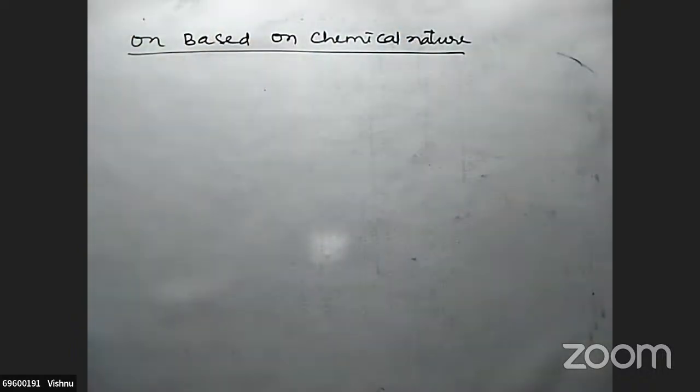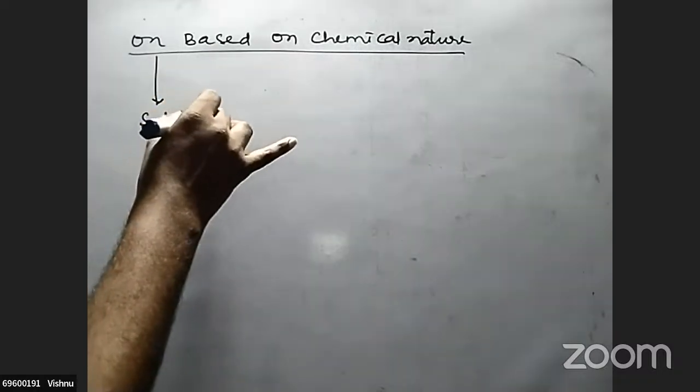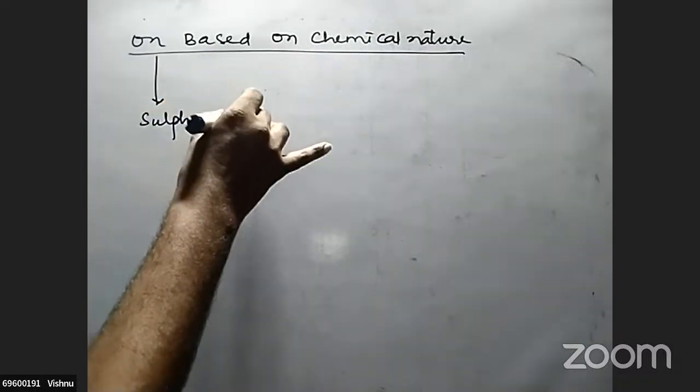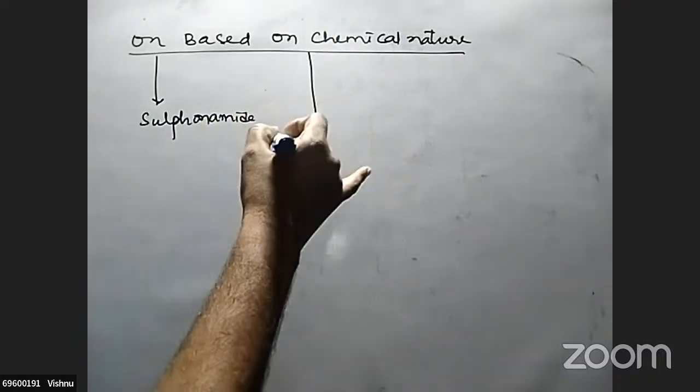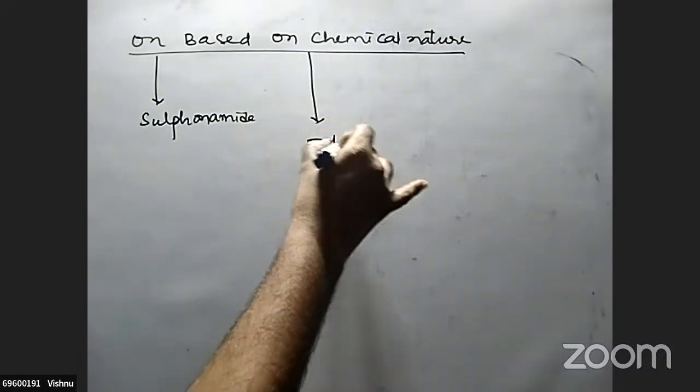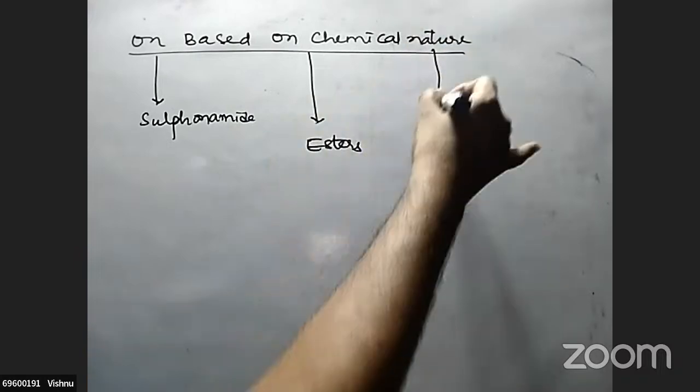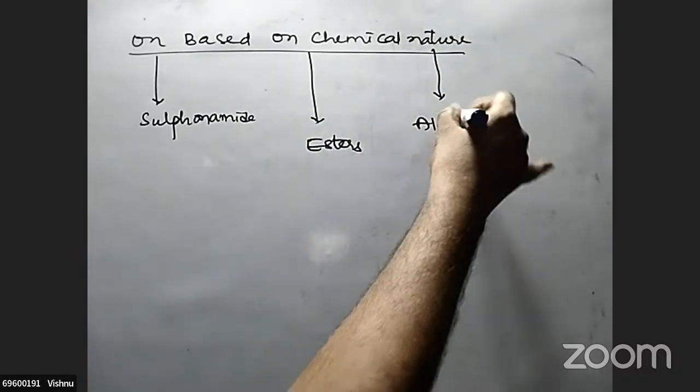And next is based on chemical nature. How are these drugs classified? First is sulfur drugs. We can call them sulfonamide drugs. And second is esters based on chemicals. And third is alcohols.